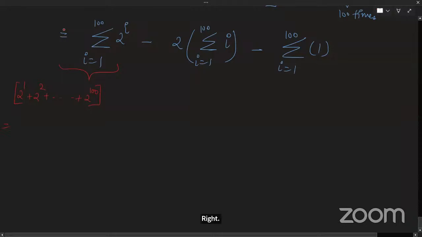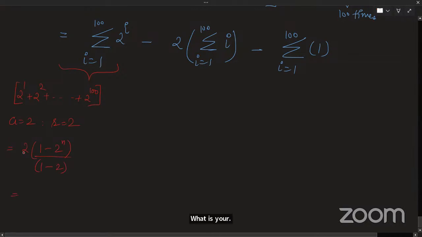What is your A here? A is 2, correct. And what is your R, the common ratio? Two, correct. So what is your sum? The sum is A into (1 minus R raised to n) by 1 minus R, correct.